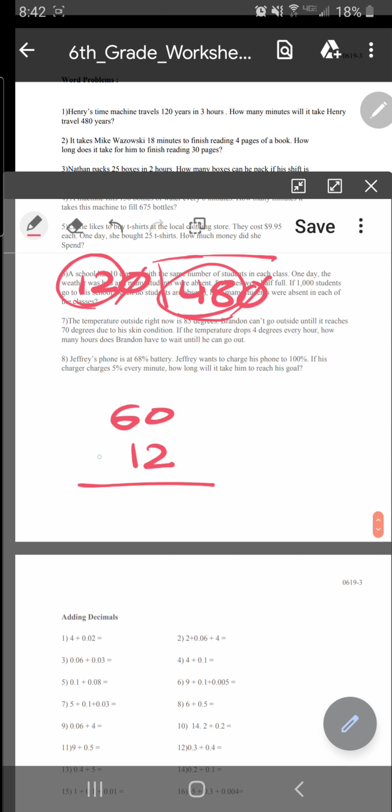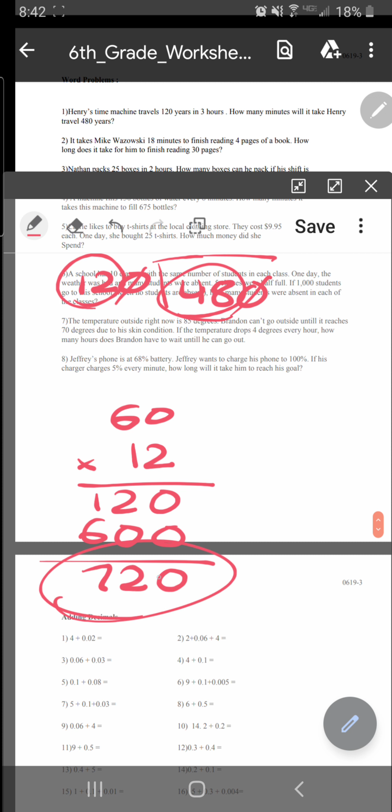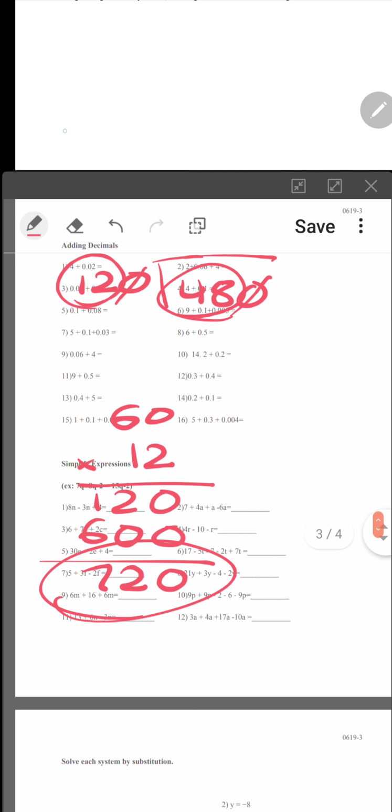And now we multiply. So 2 times 0, 0. 6 times 2 is 12. 1 times 0, 0. 1 times 6, 6. Now just add it up. So it takes 720 minutes to travel 480 years. Moving on to the next section, which is adding decimals.